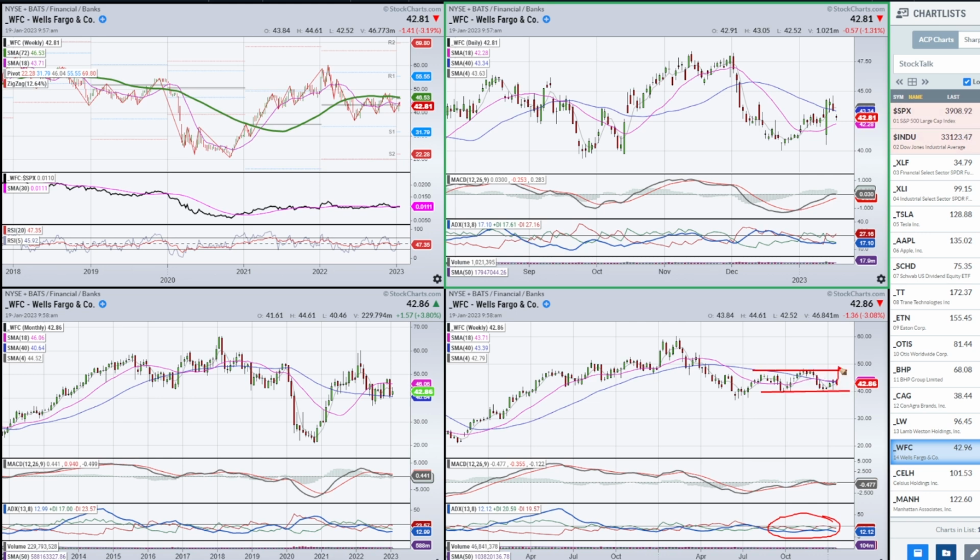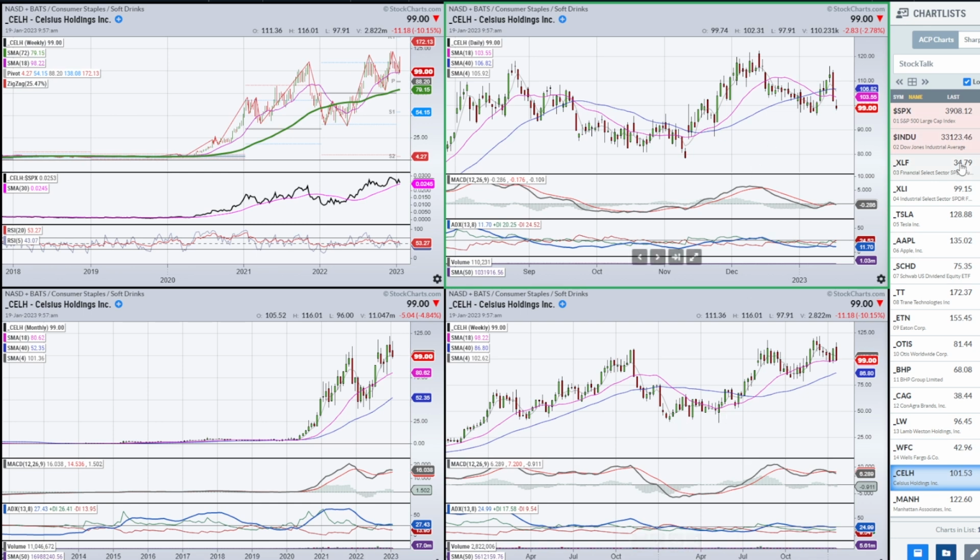In other words, if it goes here and you want to play that, that's fine. If you want to play that, that's fine. I prefer in this environment, especially based on what's going on here, to let it break out and play the first pullback, or if I'm playing to the downside, play the first rally. Let that happen first before considering it.